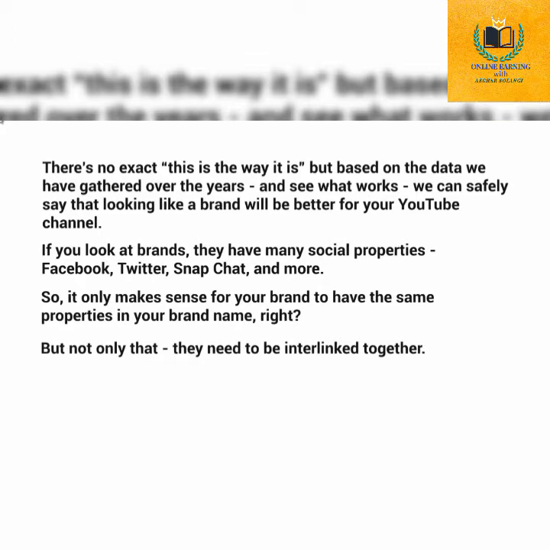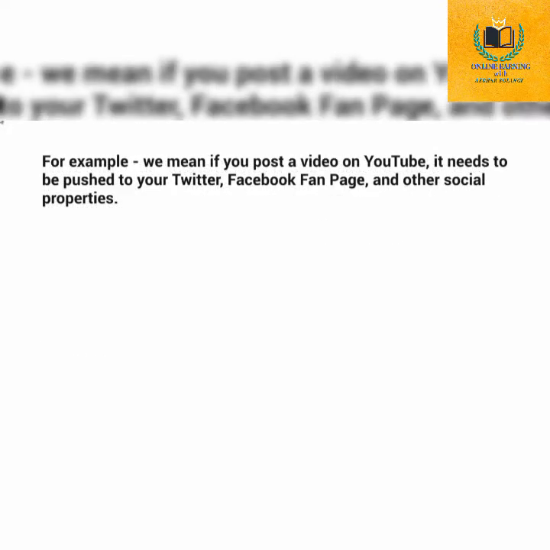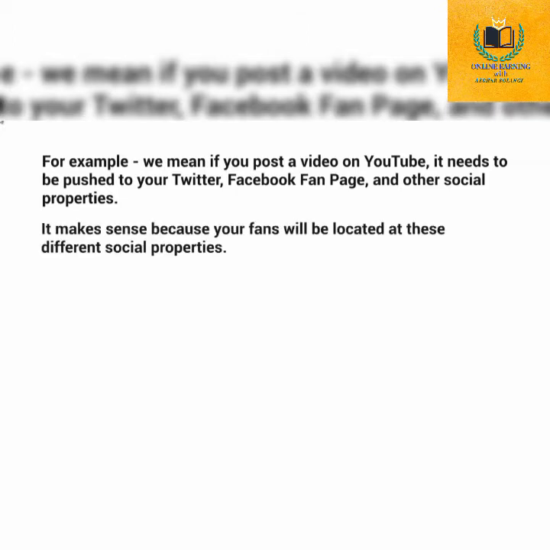And that kind of brings us to this strategy, which is the ring. You're basically interlinking everything together. So like I said, for example, you post a video on YouTube, it needs to be pushed to Twitter, your Facebook fan page, and other social properties. And fortunately, because everything is going to be automated, once you do that, it will trigger and it will automate the whole process. So it makes sense because your fans will be located at these different social properties. So some people will be at Facebook, some people will prefer Twitter, and some people will prefer maybe Snapchat or Instagram and other social properties.